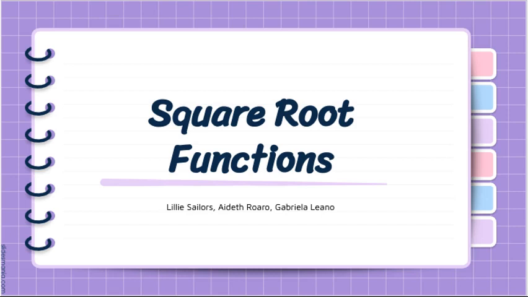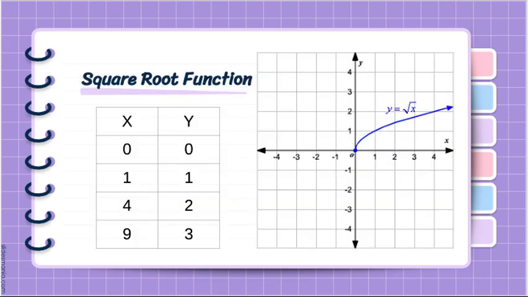Today we're going to learn about square root functions. Here we have the parent function for the square root function. The equation is y equals the square root of x. As you can see in the table, the y values are each the square root of the x value. For example, the square root of 4 equals 2, and the square root of 9 equals 3.